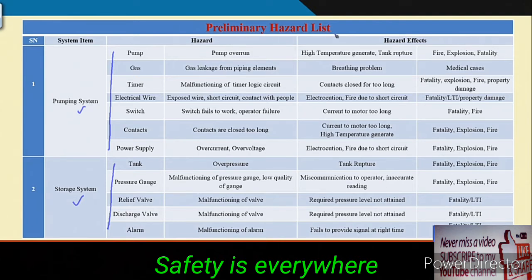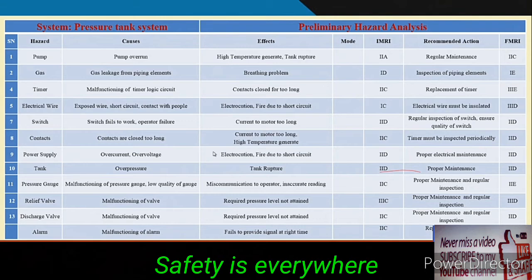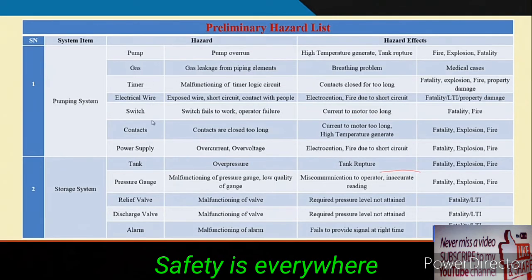basically hazards, this list: pump overrun, gas leakage, malfunctioning. So, like this many things we have created here. So, how many? I think it is basically so many, you just see: 1, 2, 3, 4, 5, 6, 7, 8, 9, 10, 11, 12 we have created here.